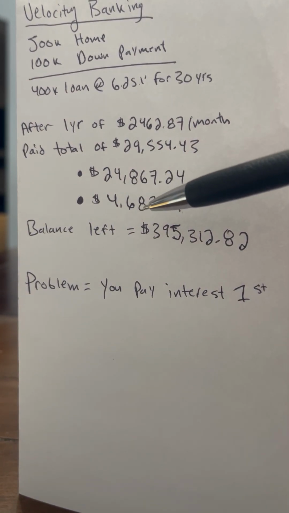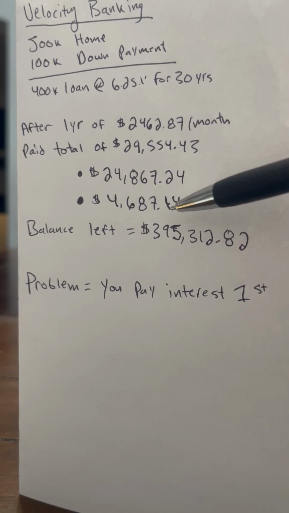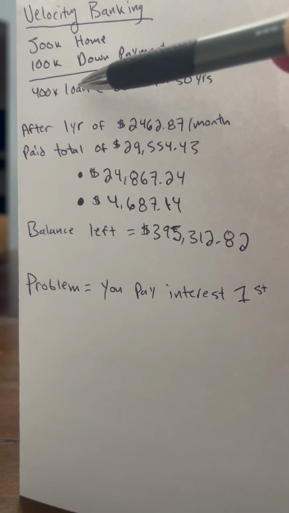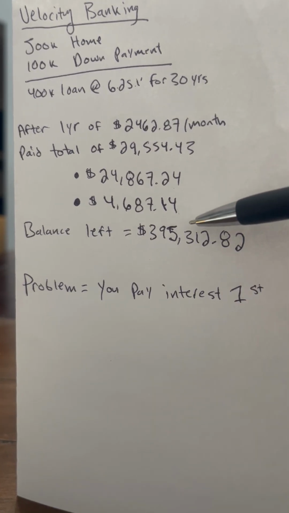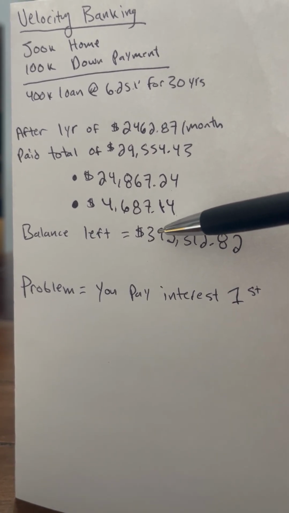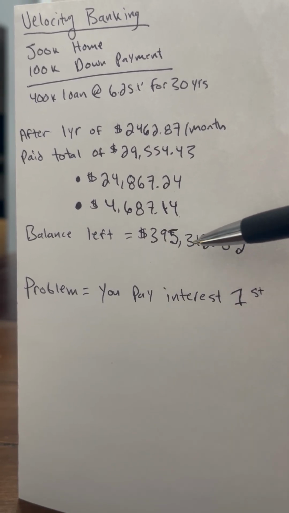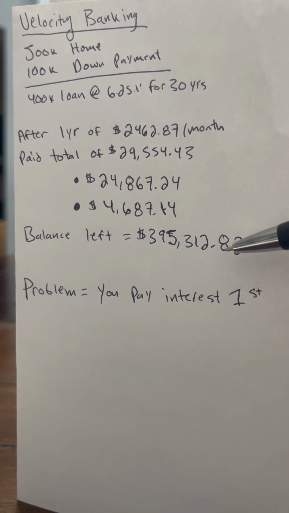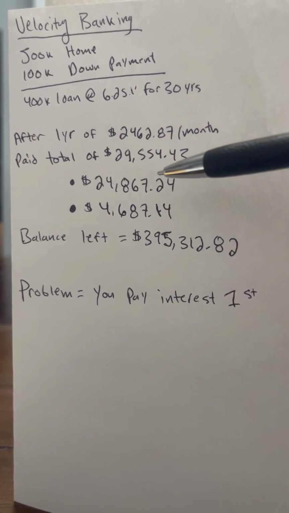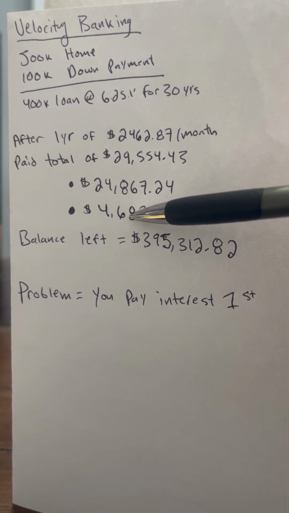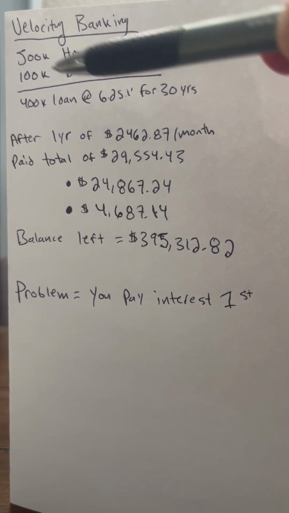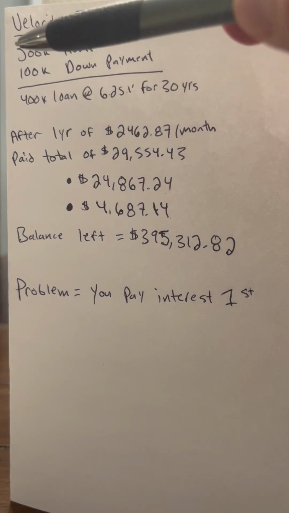The $4,687.14 did go down to pay your $400,000 loan. So that leaves you with a balance of $395,312.82 left on your loan. So you could see after year one, about 1/5 of what you paid went actually to paying down your loan.